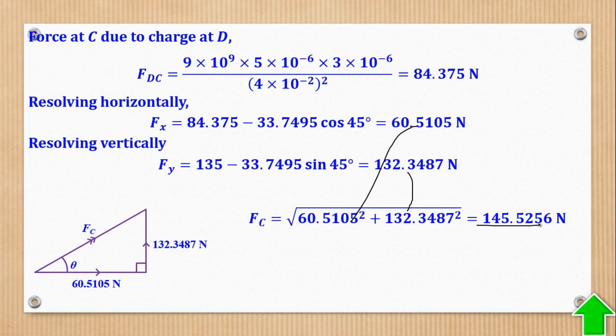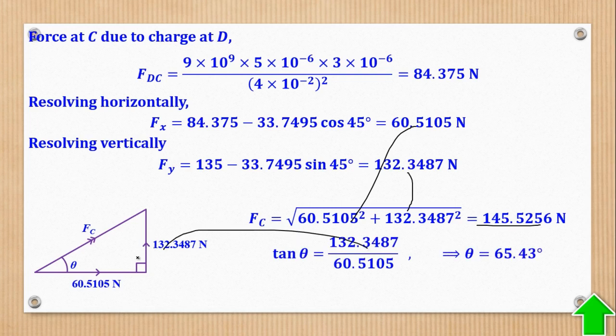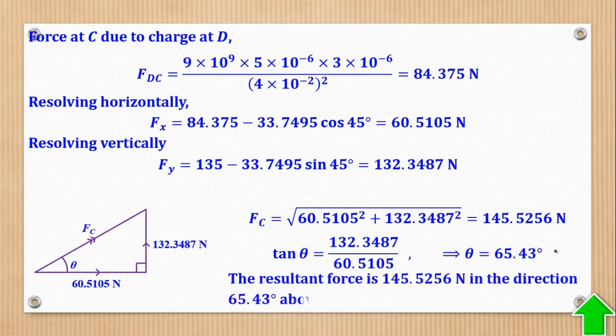But we also need direction, so we shall say tan theta is equal to this over this to give you this as the angle. Angles are well expressed in two decimal places. The rest may be 4, but the angle should be 2. Then from there we shall conclude that the resultant force is this magnitude, in this direction, above the positive horizontal.